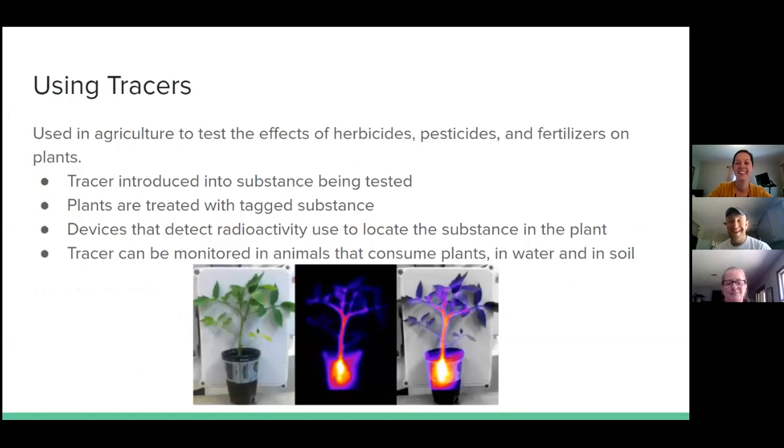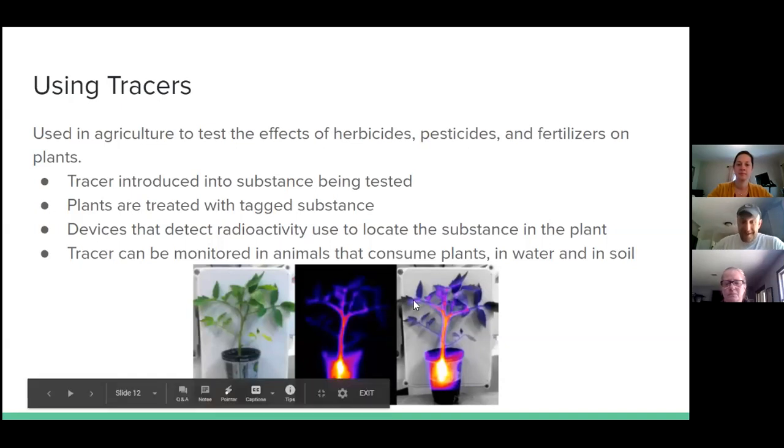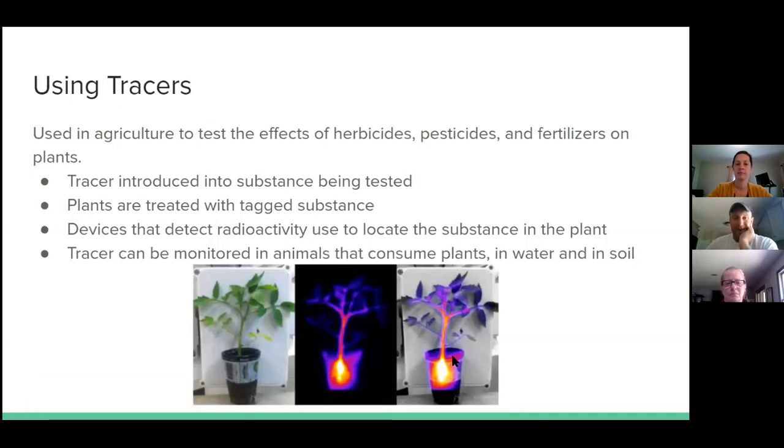Okay, I think it's my slide. Using tracers. Okay, so tracers are going to be used in agriculture to test the effects of many different herbicides and pesticides and fertilizers. Okay, so the tracer is first introduced into the substance being tested, and then plants are treated with the tagged substance. I think if you look at the picture, you can kind of see what's happening there. And you can kind of see where the radiation is in the plant. Then devices that detect the radioactivity are going to be used to locate it in the plant.